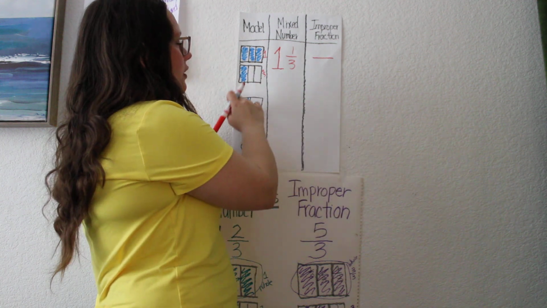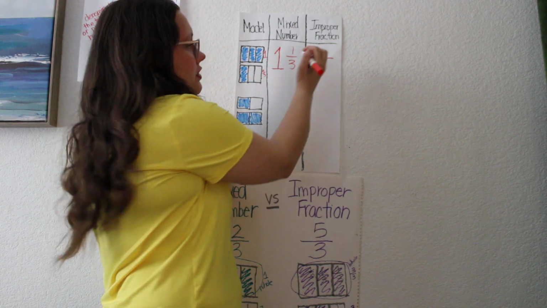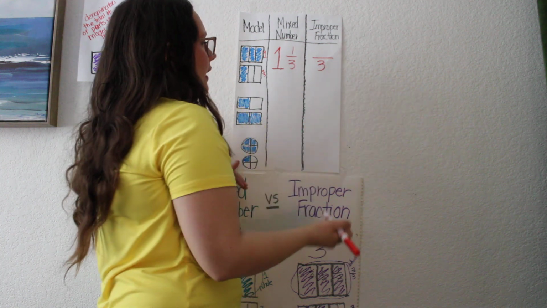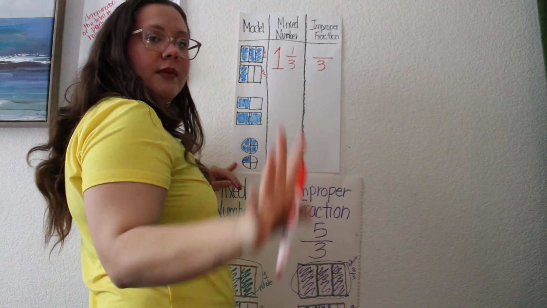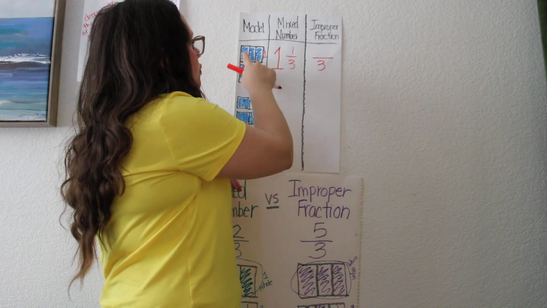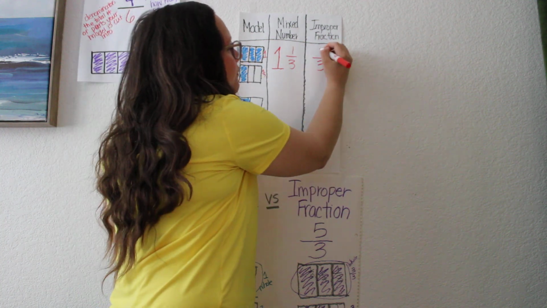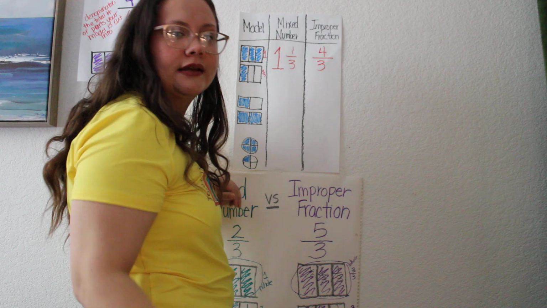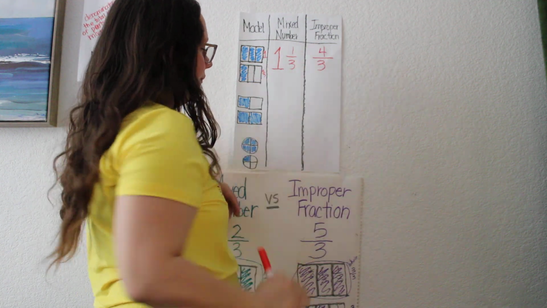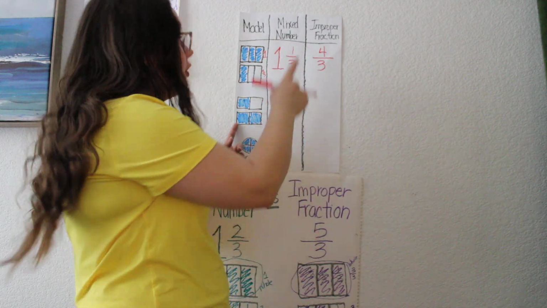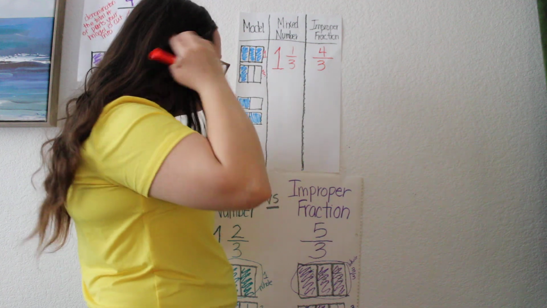Alright, so I know both of my models are still broken into thirds. But now I gotta count my total number of shaded in pieces. 1, 2, 3, 4. I've got 4 thirds shaded in. That's how you do that right there. Down here I'm gonna challenge you. I'm gonna make you go improper fraction to mixed number.